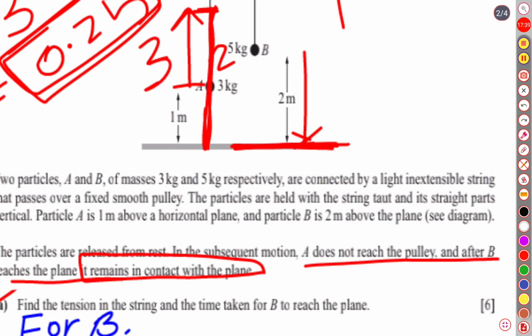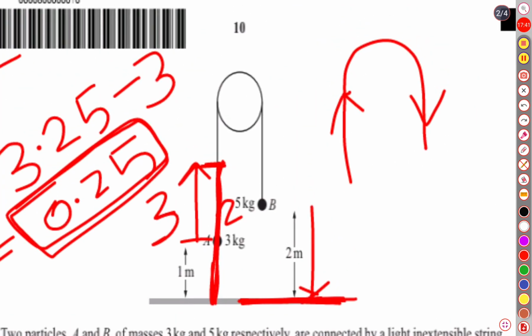So whenever B touches the ground, there is no more force acting on them. Then what will happen? As there is no external force, A will go upward, and at one stage it will come down again. So this is the second twist: for A, having no external force, it will come down.